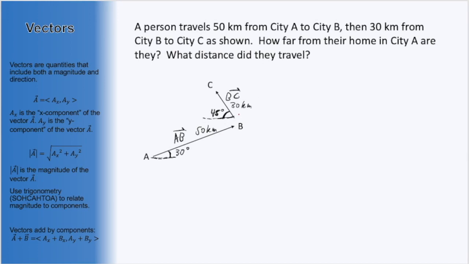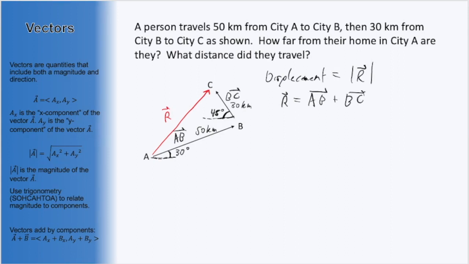If I add these two vectors up visually, I get what we might refer to as the resultant vector, which runs from where we originally started here at city A to where our final vector ends at city C. I'll label this as R for the resultant vector. This resultant vector is our displacement from A to C, the magnitude of which will tell us how far the person has ended up from their home in city A. That means for our displacement, what we are looking for is the magnitude of that resultant vector, where that resultant vector is made up of the addition of our AB and BC displacement vectors.